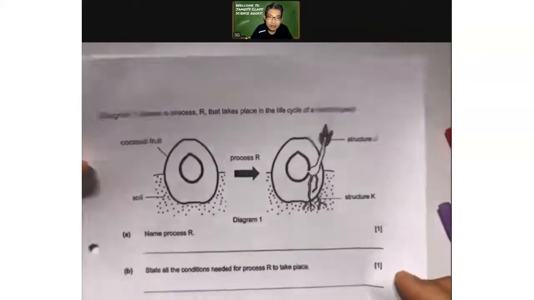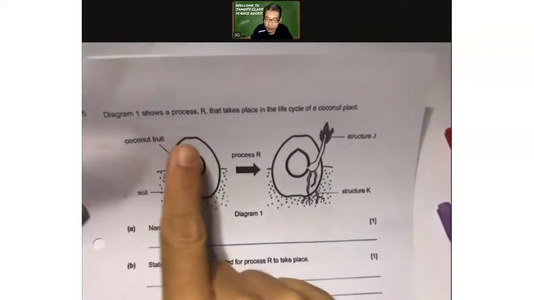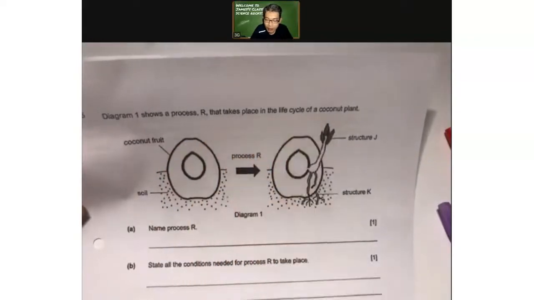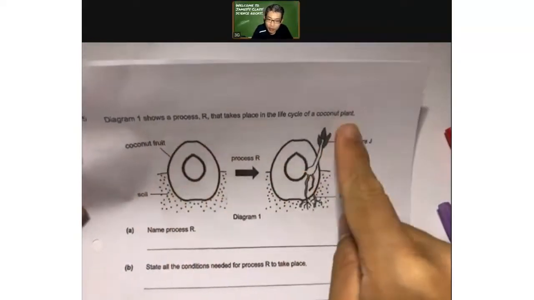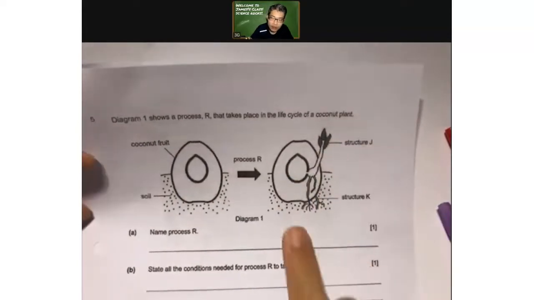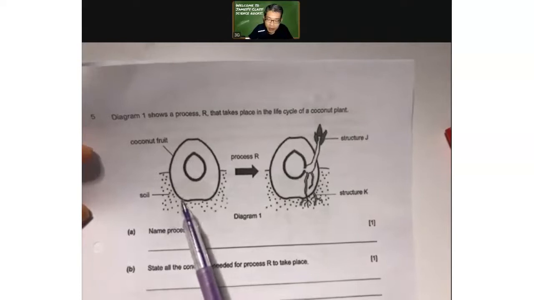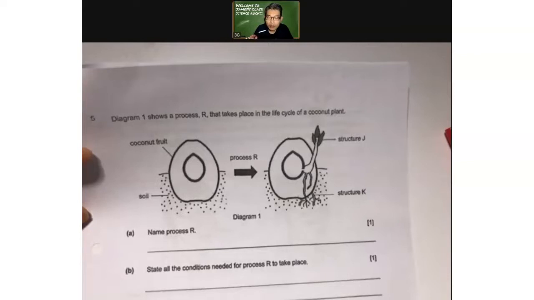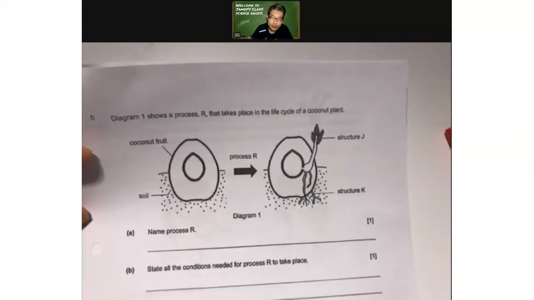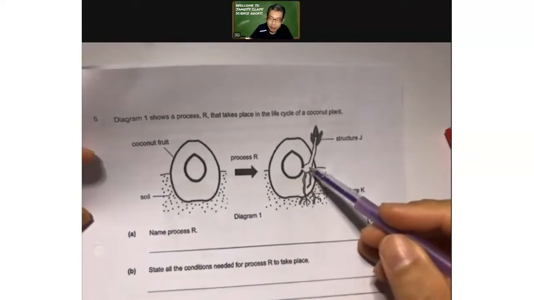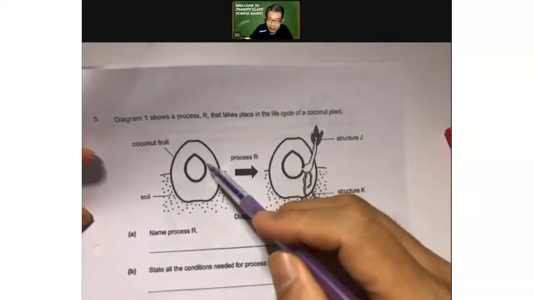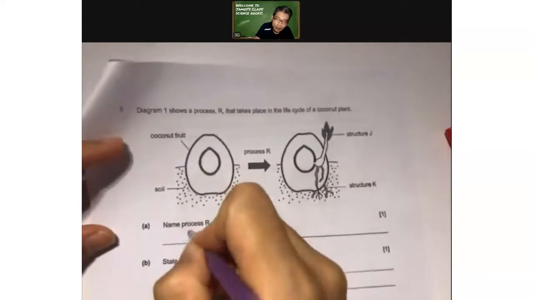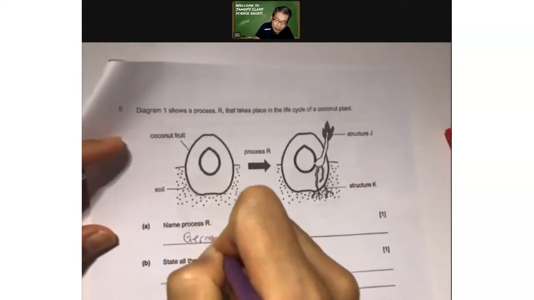Question 5. This shows a process R that takes place in the life cycle of a coconut plant. So something is growing out. This is a former PSLE question. A fruit will contain a seed. Remember, fruit comes from flowering plants. After pollination, there's fertilization, then there will be seed dispersal, and then they will have germination. This process where the seed in the fruit starts to grow is called germination. Name the process, just name it, germination.